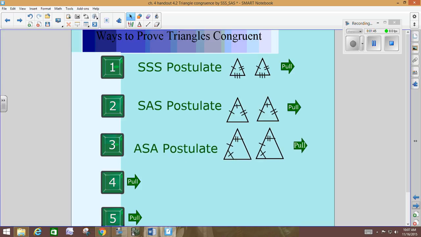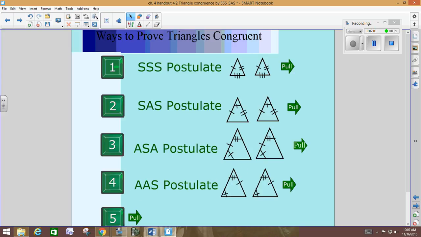Angle, side, angle. You have 2 angles and the side between them congruent to 2 angles and the side between them. If you can show that the 2 angles and the side between them in one triangle are congruent to 2 angles and the side of another, then the triangles are congruent. You don't have to show me anything else. Wednesday we'll do this guy.